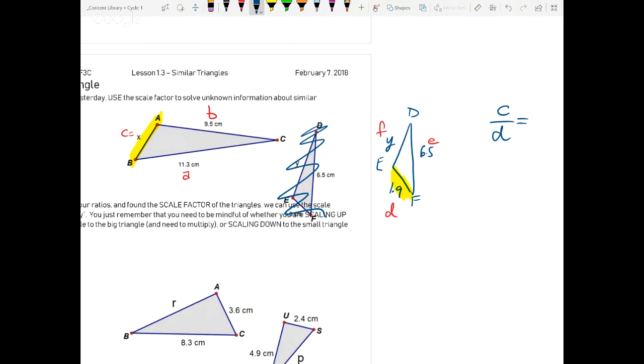Do I know C? For C, I'm putting what? Yeah, I don't know it, so it's X. Do I know D? Yeah, it's 1.9.